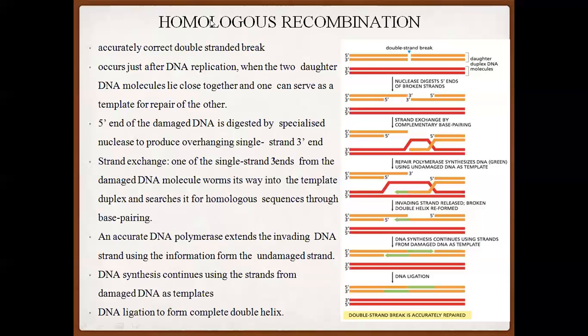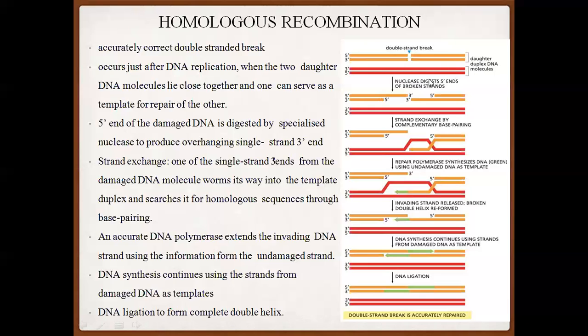First, homologous recombination involves a homologous sequence. You can see it is the same sequence, the homologous sequence, because these are the two sequences of the daughter duplex DNA molecule. Duplex means the first template and the second template, two templates. That's why this is the duplex.